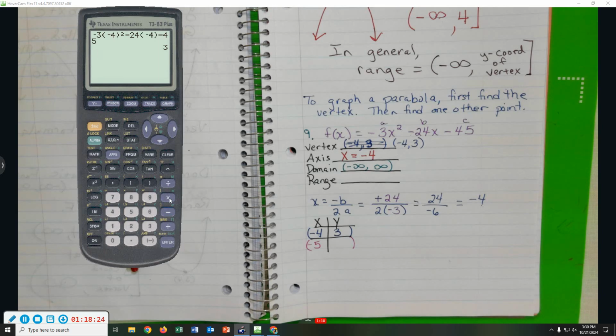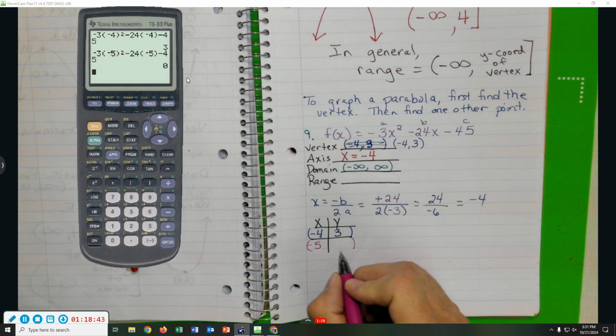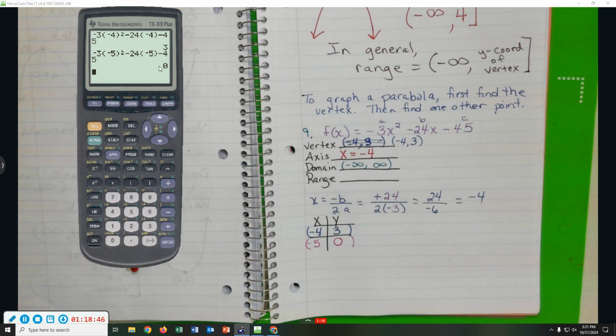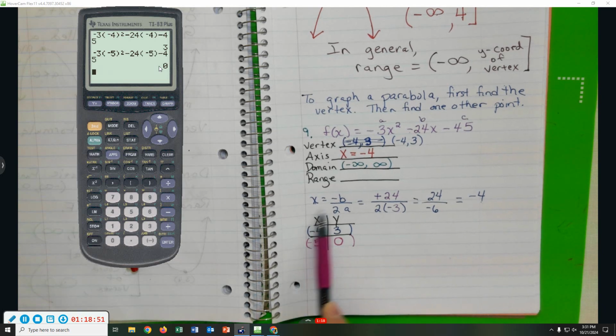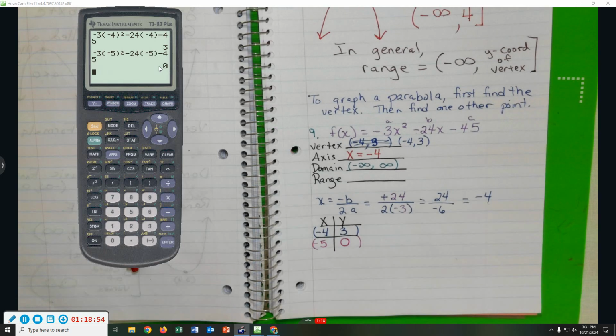We have negative 3 times negative 5 squared minus 24 times negative 5 minus 45. Oh, look at that. I'm getting 0. So we're going to graph this parabola using these 2 points. Let's go ahead and start typing in. What do they want us to type in first? I think the first thing they want us to do is draw the graph. Oh, and then answer, fill in all the blanks. Oh, okay, well, let's get going.